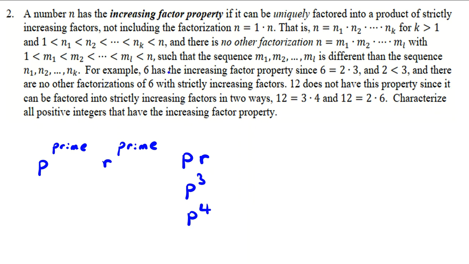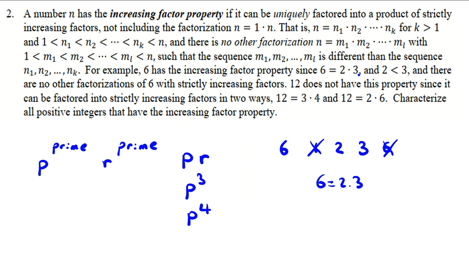For example, let's consider the example of the problem, 6. If you consider 6, the divisors are 1, 2, 3, 6. So as the problem says, if you want to select n1 to nk, 1 and n are not permissible. So you cross 1, cross 6, so the only possible divisors are 2 and 3. You should select at least 2 of them. K is greater than 1. So for 6, you can say, okay, 6 equals 2 times 3. And the problem says uniquely, so only one way should be possible. So 6 has the increasing factor property.